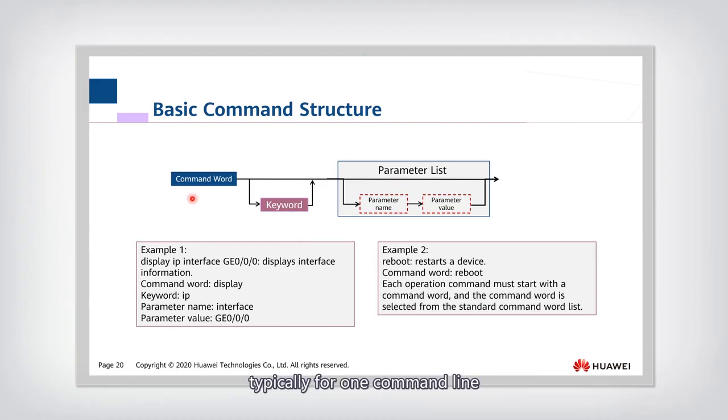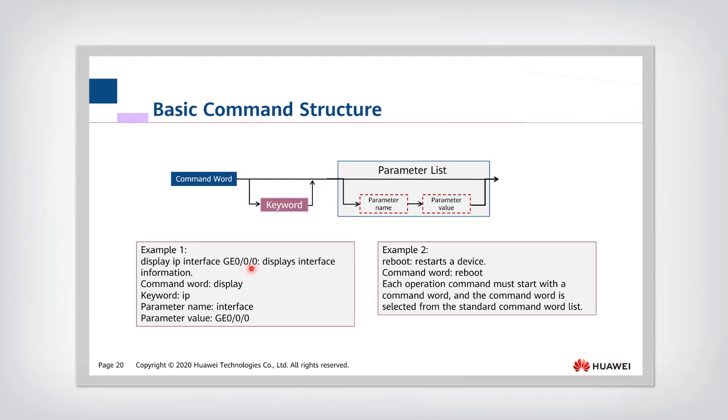Typically, for one command line, if you want to input a command, it has three parts. First is the command word, then the keyword, then the parameter list. For example, this is a command. Actually, that means you want to display the interface GE000 information, IP information.